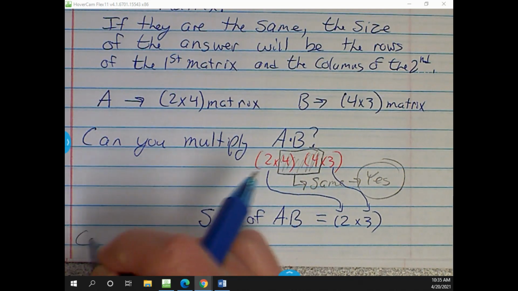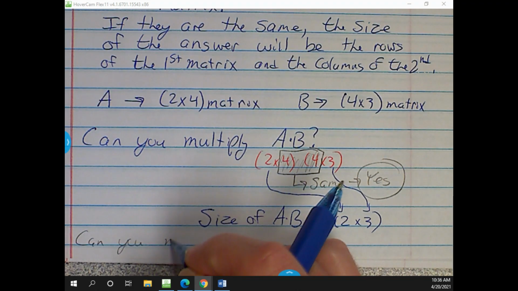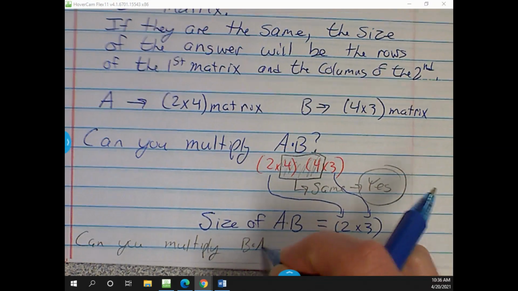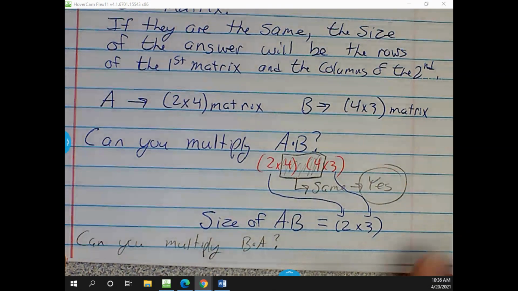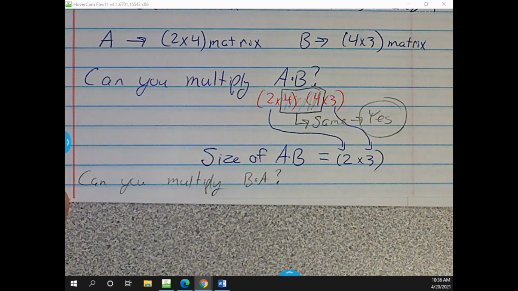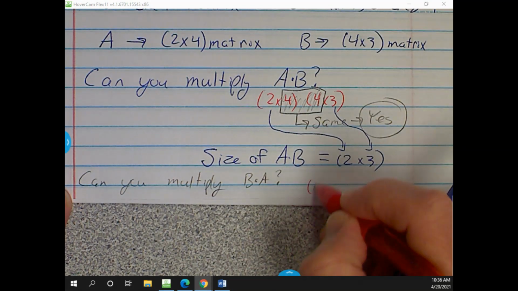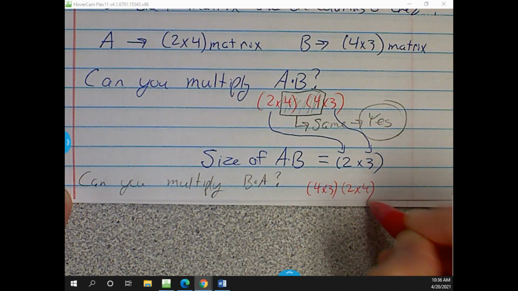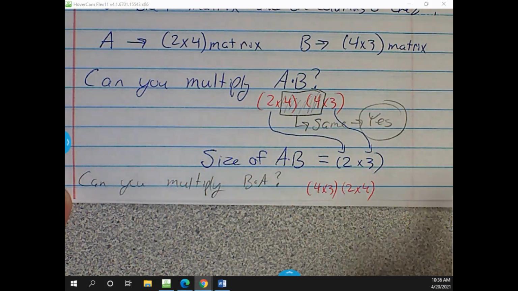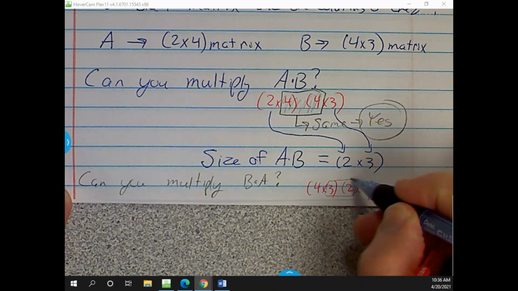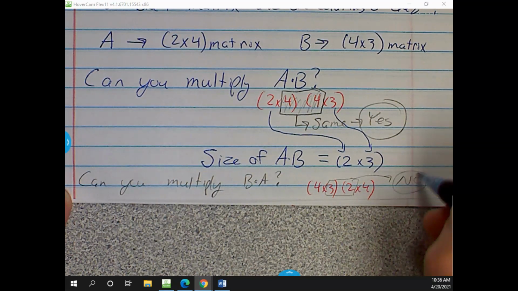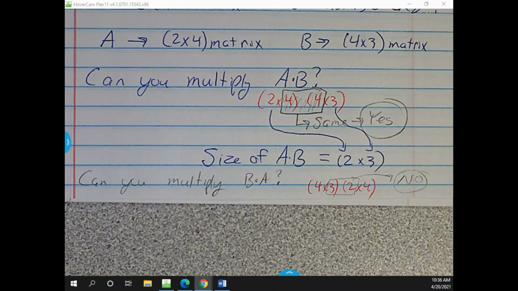So if we flip it around on the flip side, let's do this at the bottom because this one won't take a lot of room. Can you multiply B times A? B was a 4x3. A is a 2x4. If you look at the two middle numbers here, they are not the same. So if they ask you, can you do B times A, in that case, no, because they're different.